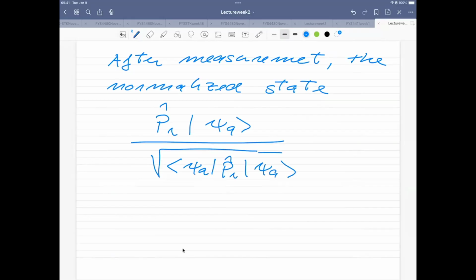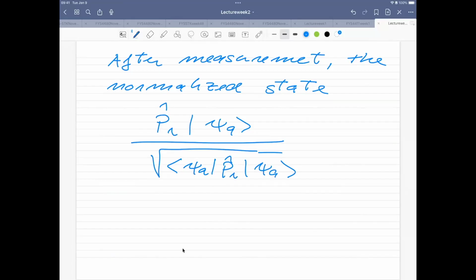Okay. So when we have performed the measurement, we are actually going to go from a superposition of many states, and we are going to project out one specific state. And this is the one we are going to target in a measurement in any quantum mechanical algorithm.